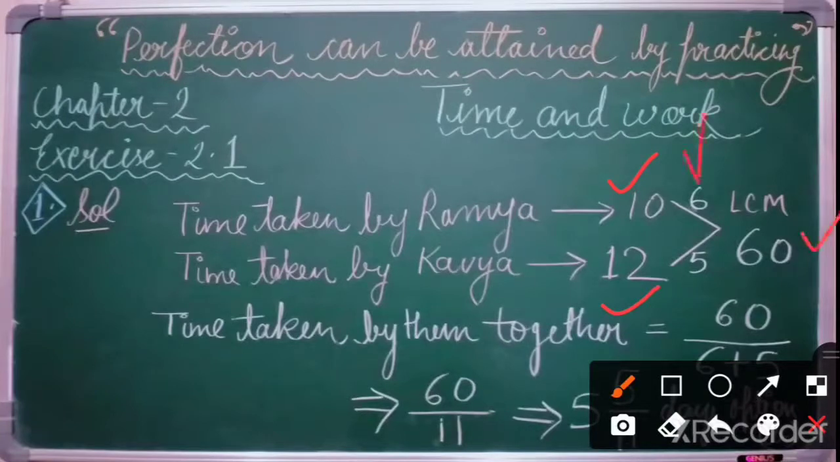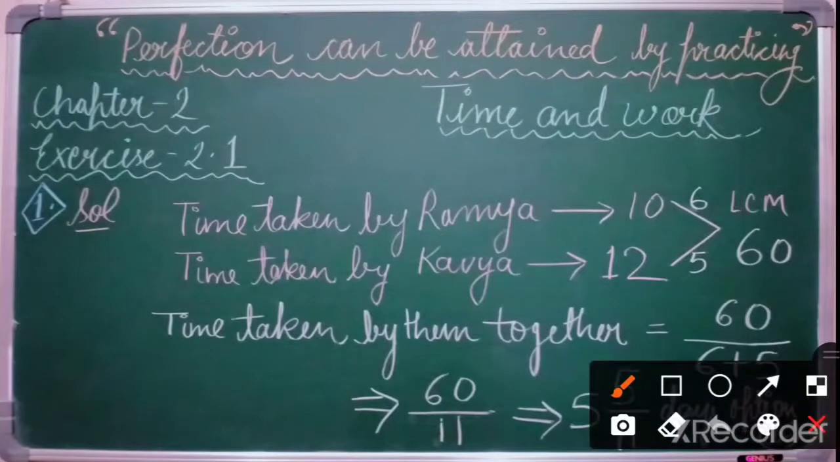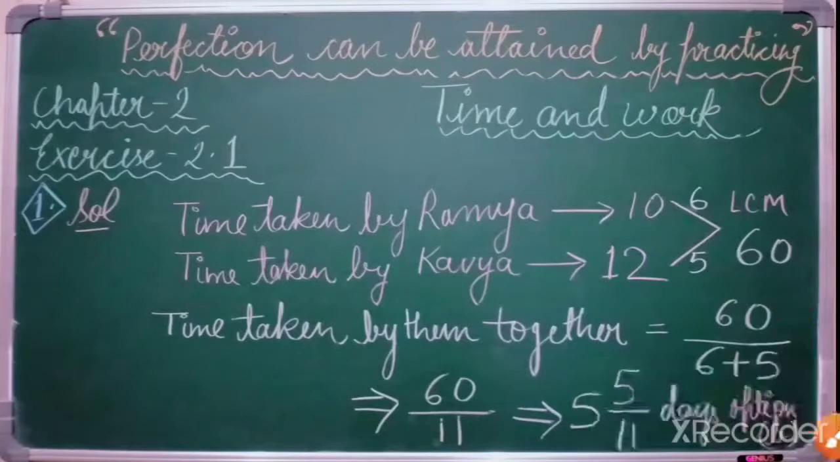And here you will be writing how many times this 60 will be divided by 10 and 12 respectively. So 10 6s are 60 and 12 5s are 60. This 6 and 5 is the efficiency of Ramya and Kavya respectively. Now to find out the time taken by them together, we will keep this LCM, which is nothing but the total work done, 60 upside, and their sum of efficiency 6 plus 5, 11 in the denominator. When you solve 60 by 11, you will get 5 whole 5 by 11 days. So your option B is the correct answer.